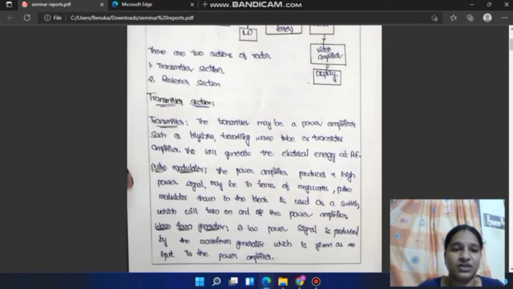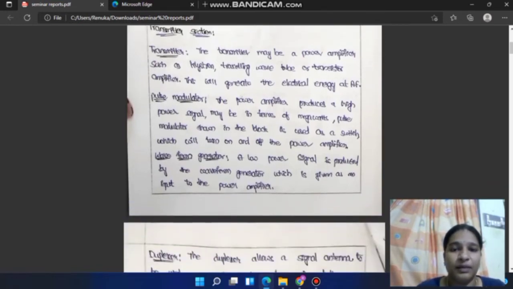Under the transmitter section we have the transmitter. The transmitter may be a power amplifier such as klystron, traveling wave tube, or transmitter amplifier. This will generate the electrical energy at radio frequency. Pulse modulator. The power amplifier produces a high power signal, maybe in terms of megawatts. The pulse modulator shown in the block diagram is used as a switch which will turn the power amplifier on and off. Waveform generator. A low power signal is produced by the waveform generator which is given as an input to the power amplifier.